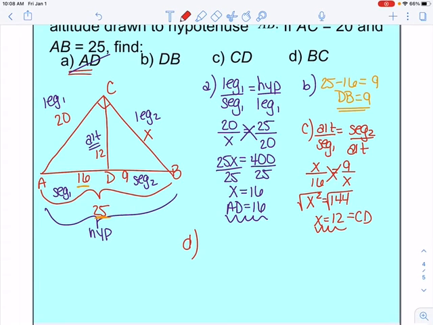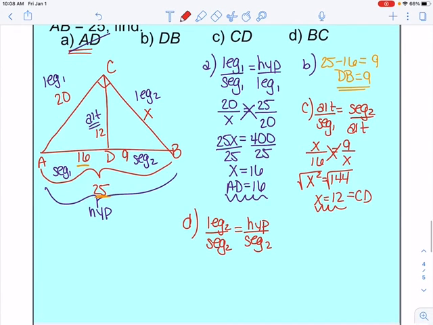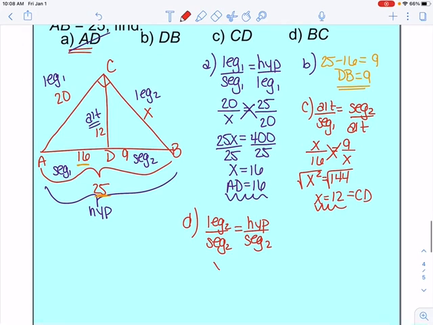So again, I'm going to do the one that has leg 2 over segment 2 equals the hypotenuse over leg 2. So I am going to have Z. I don't know why I just wrote Z. I called it X. Sorry. I'm going to have X over 9, which is segment 2, equals my hypotenuse, 25 over X. And again, segment 2 is X. Cross multiply and we'll solve again.